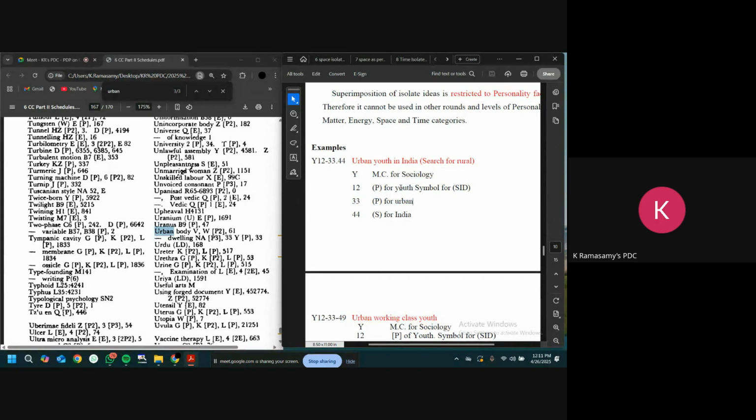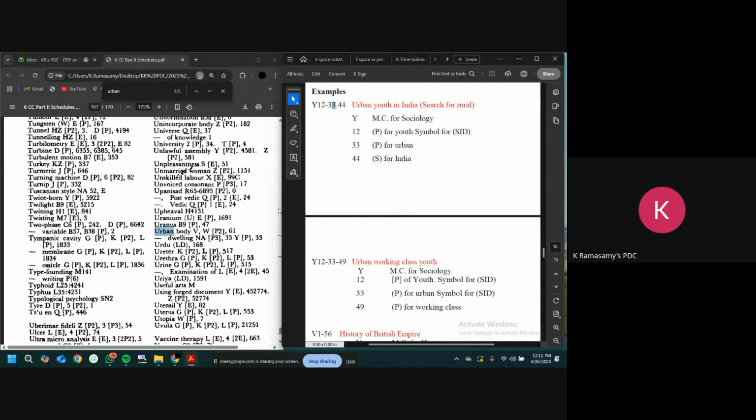So 12 is youth, personality. Urban is personality, number is 33. This is also personality. One is youth, another is urban. Now I need to join these two isolates and form a compound isolate called urban youth. How to find out? How to coin it? Very simple. 12-33. Placing a hyphen in between two personality isolates will help you to join compound isolates. This is called a superimposition device.